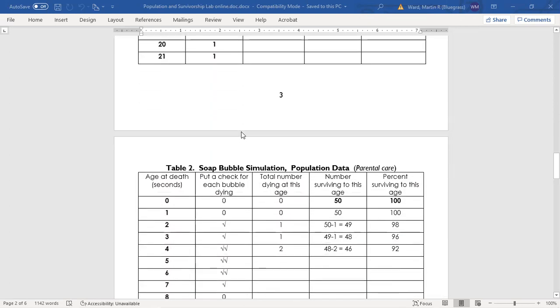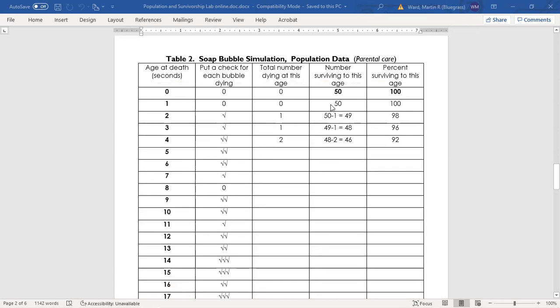And then same thing for the soap bubbles, although it's been calculated here for you. These check marks are supposed to represent the number of bubbles dying at this time point, okay? So, you can do this. This column talks about total number dying at this age. Obviously, 2 check marks is 2. You get down here, 3 check marks for 14 is 3. And then you would calculate the number surviving at this age.